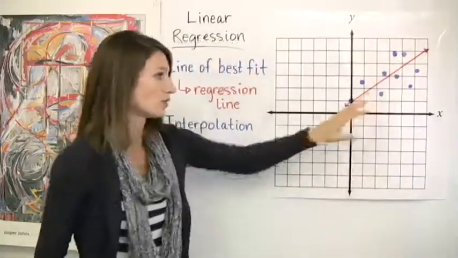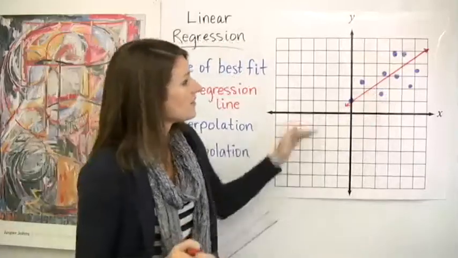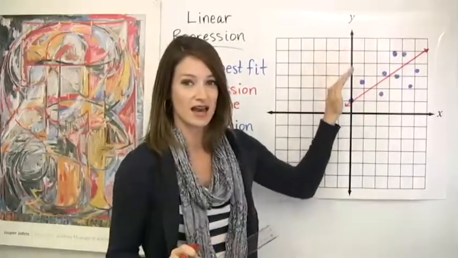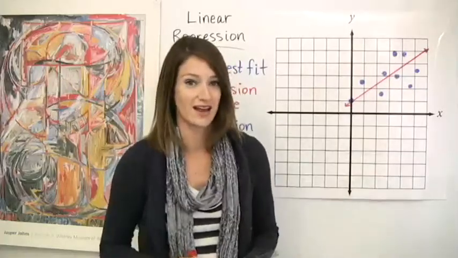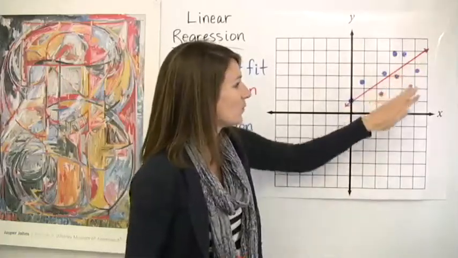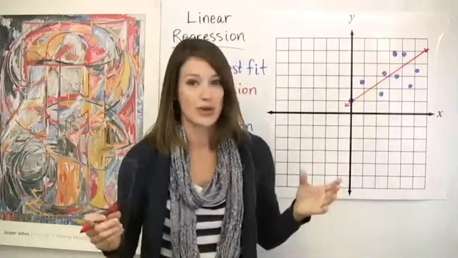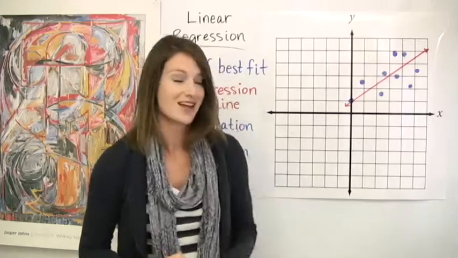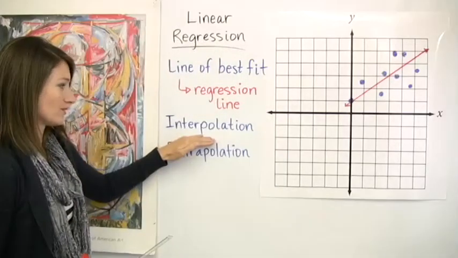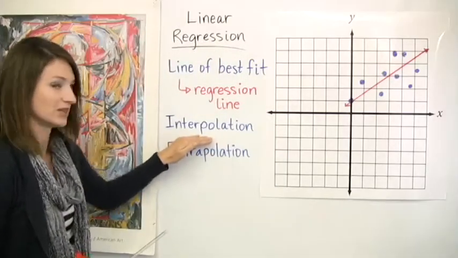So when you draw a regression line, you want the number of points above the line to be about the same as the number of points below the line. And then using this line, we can find the slope of it and create an equation, and from that equation, we can approximate values. So the second vocabulary word that's important to know is interpolation.